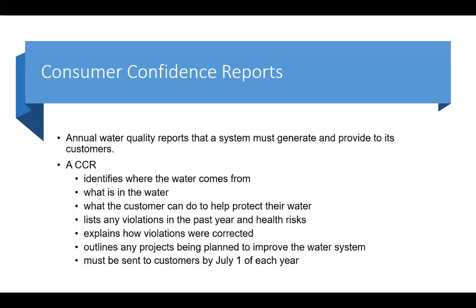Most utilities do provide these online, and you should be able to get these for any community. So for instance, if you were looking at moving into a community in Michigan, you should be able to go online and find that consumer confidence report. And if you can't, you can then contact the plant supervisor, public health director, or public works director, and they will send you a copy.